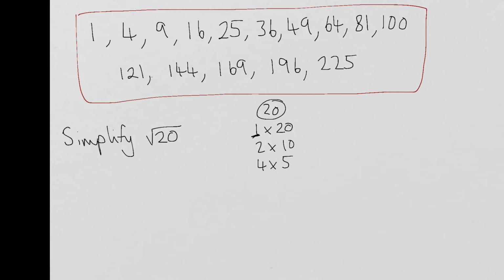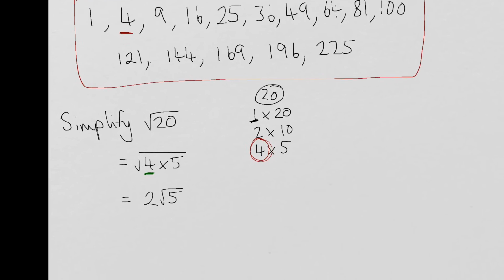And then we've got 4 times by 5. So I can see here 4 is in my list of square numbers, so I'm going to work with that. So I'm going to rewrite 20 as the square root of 4 times by 5. Because 4 times by 5 does give me 20, but now what I can do with this 4 is I can actually take the square root of it. Because it's a square number, it does have a whole number, an integer square root. So the square root of 4 is 2, and I've got 2 root 5.